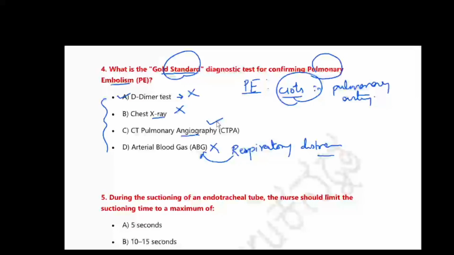Next, fifth MCQ. During the suctioning of an endotracheal tube, the nurse should limit the suctioning time to a maximum of. That means, what is the maximum duration for suctioning of the ET tube, that is endotracheal tube? 5 seconds, 10 to 15 seconds, 20 to 25 seconds, then 30 seconds. See, if you are doing suctioning for less than 5 seconds, what happens? The secretions are not completely removed.